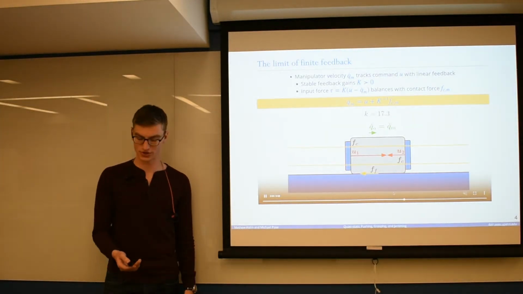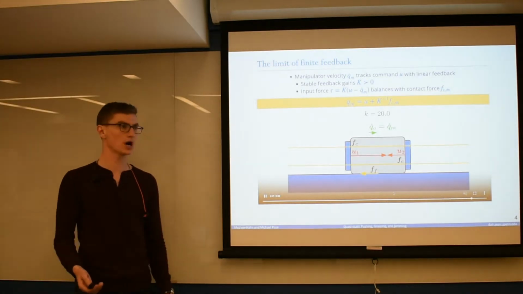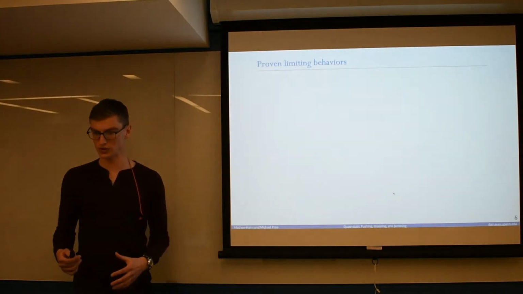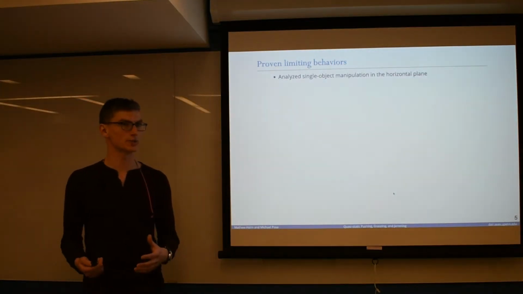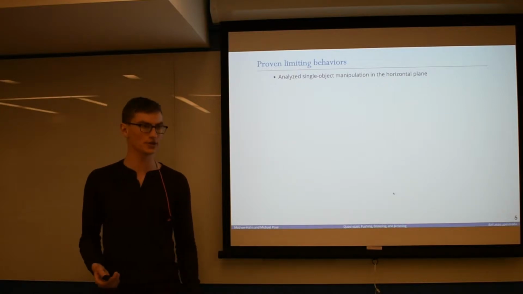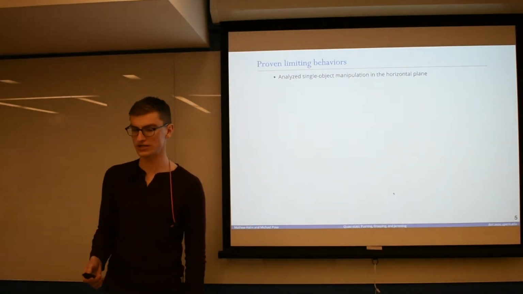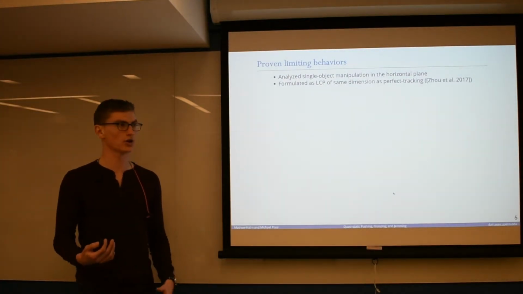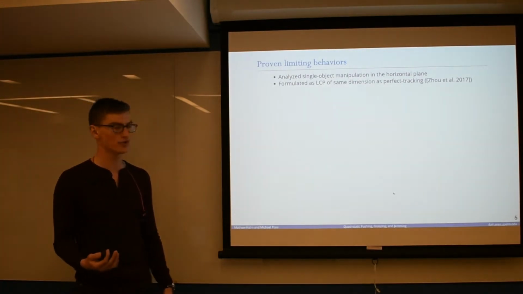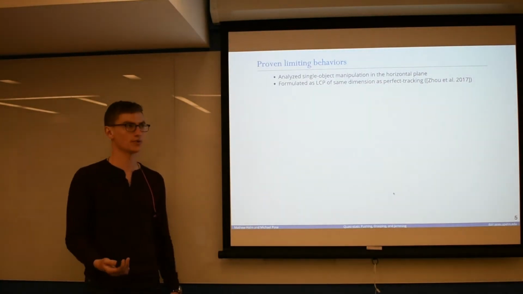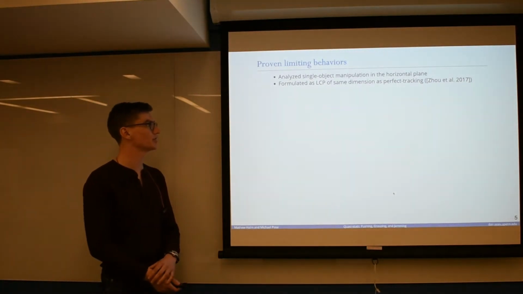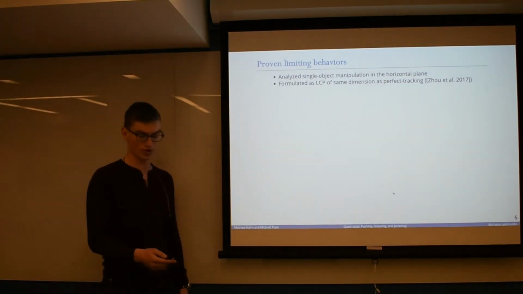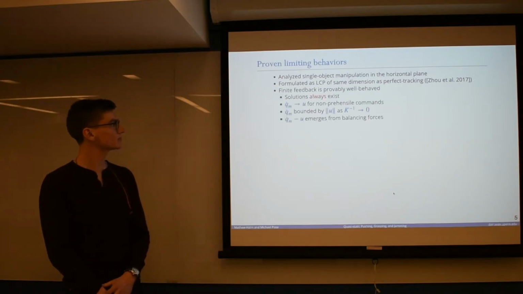Therefore, the main contribution of this work is to produce a model that is able to predict these velocities. So to confine the space of systems that we would like to describe, we limit ourselves to the manipulation of a single object that rests on a horizontal frictional surface. And we're able to formulate our finite feedback behavior model as a linear complementarity problem that is no larger in dimension and therefore no less tractable than the state-of-the-art model for non-grasping commands.